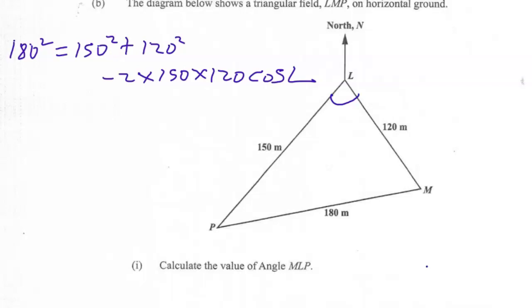Let's do the calculation. So 180 times 180, that's 32,400. 150 times 150, that's 22,500. 120 times 120, that's 14,400. Minus 2 times 150 times 120, that's 36,000 cos L.